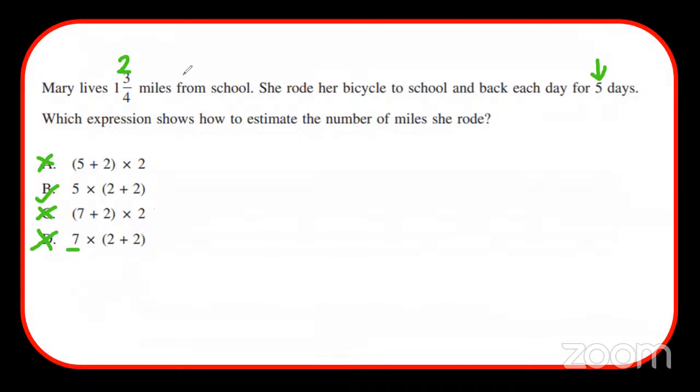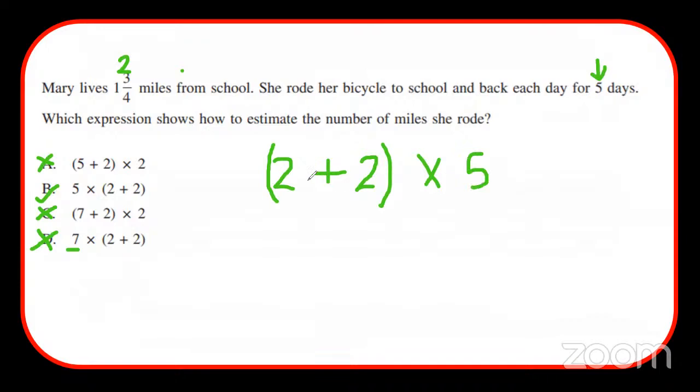Because if it is that, let us think about this like this. We ride 2 miles to school and 2 miles back home. This tells you how many miles you ride each day, right? Now, each day you ride 2 miles to school, 2 miles back, but you're riding for 5 days. That means whatever we get here, we have to multiply that by 5.